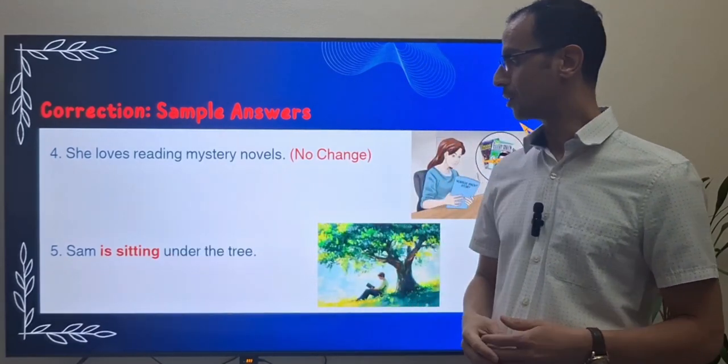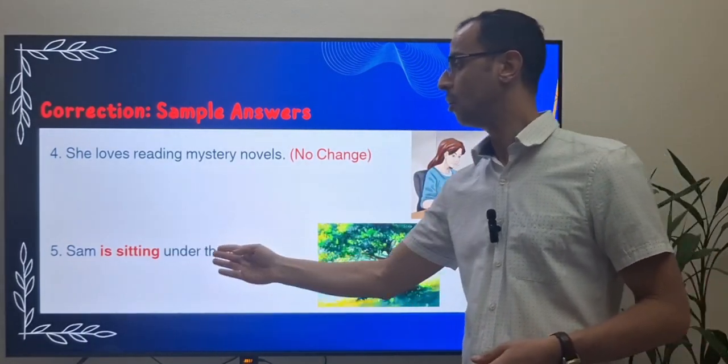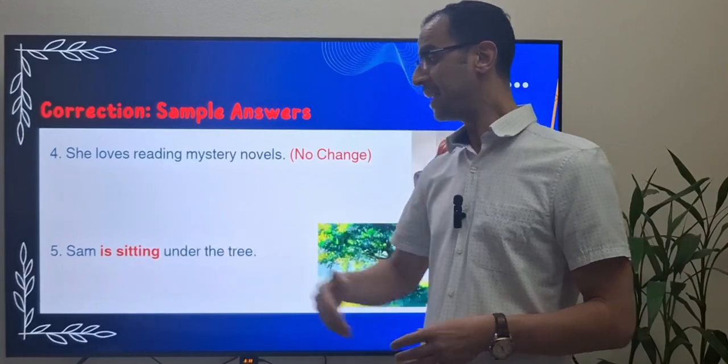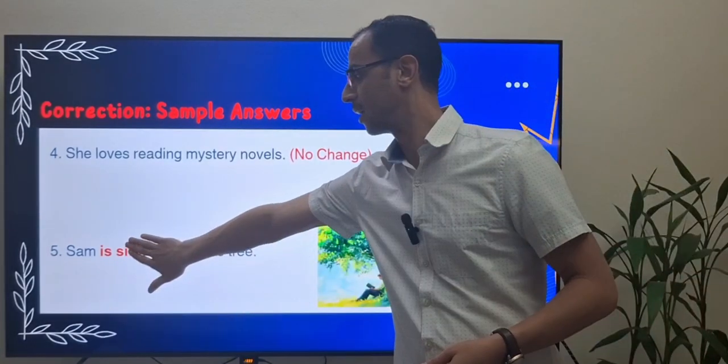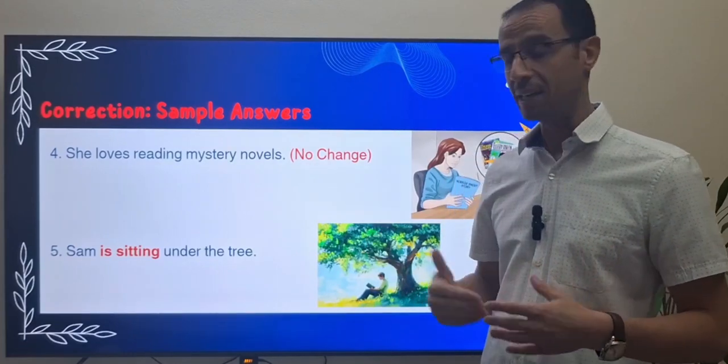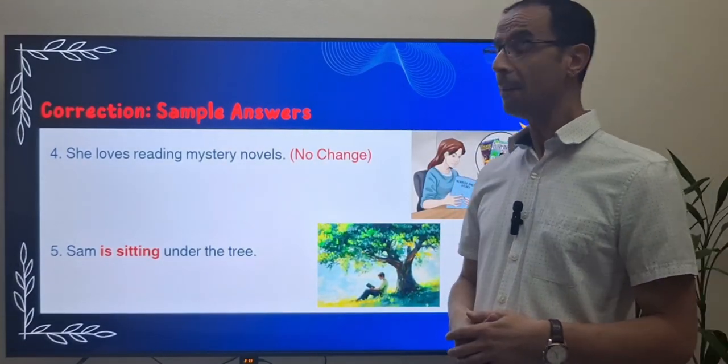Sam is sitting under the tree. So we need to add an action here. I can also say that Sam is under the tree. That's correct, without sitting. I can also say Sam is sitting under the tree. Okay?